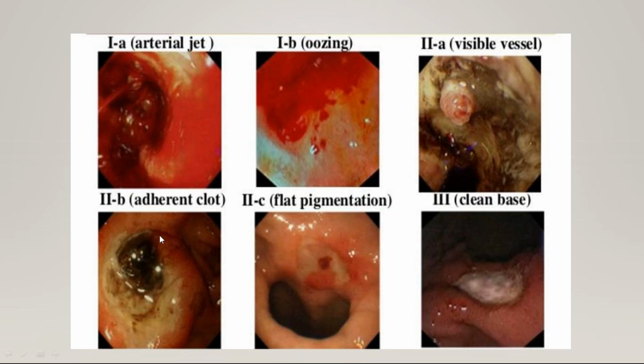In 2B, we can find a clot here. 2B means there is a clot. 2C means flat pigmentation, so there is only flat pigment, no bleeding. So class 3 means clean base ulcer.